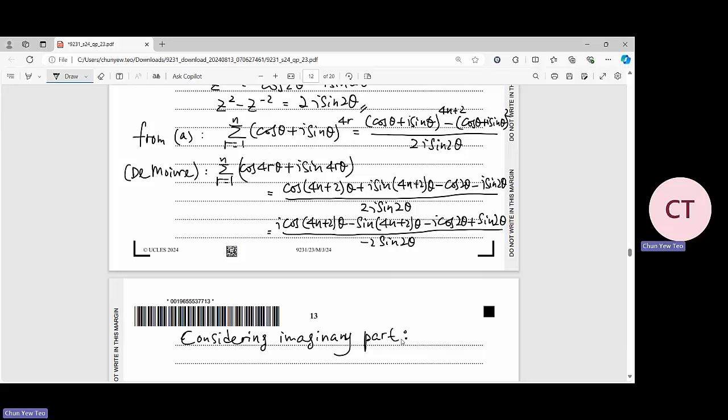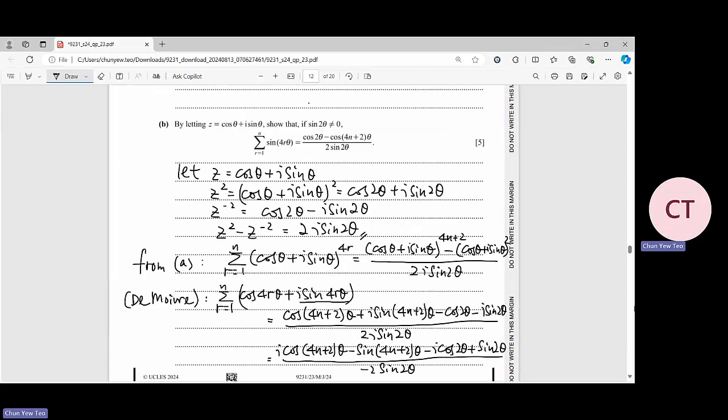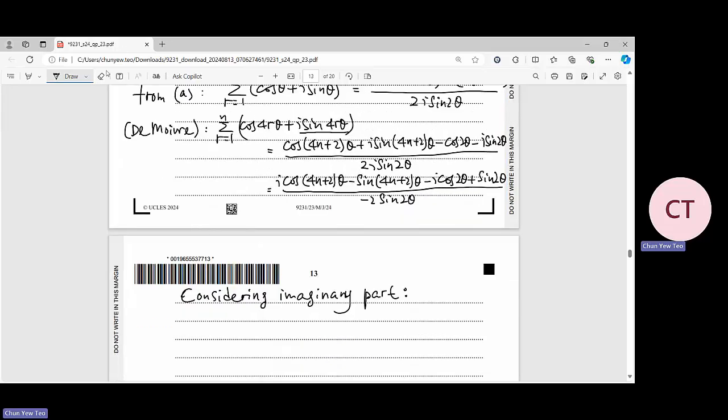Okay, why do I need to consider the imaginary part? It is because the imaginary part will contain sine 4n theta, and the question is looking for the sine 4n theta. So that's why we need to use the imaginary part to compare. So by comparing the imaginary part, you can just only consider the left-hand side, just write down the sine 4n theta. No need to put the i because you are already considering the imaginary part. So the i can be ignored.